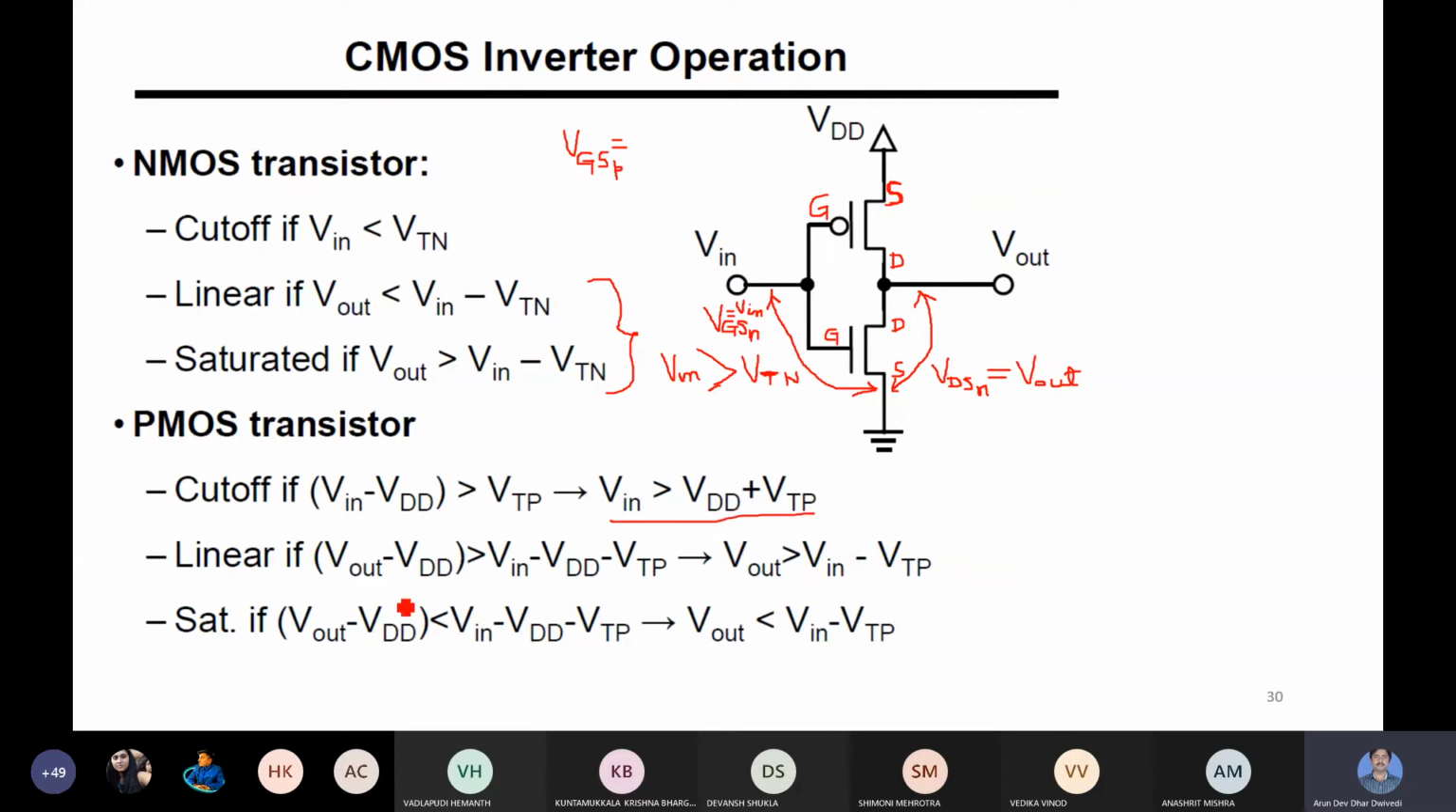Similarly, the linear region is decided like the cutoff region. In this way we are deciding VGS; this V in minus VDD is basically VGS, so it is greater than VTP, but on the negative side. And obviously when it is becoming on, this gate voltage condition will be reversed and the drain voltage condition will be applied. So the drain voltage also here.